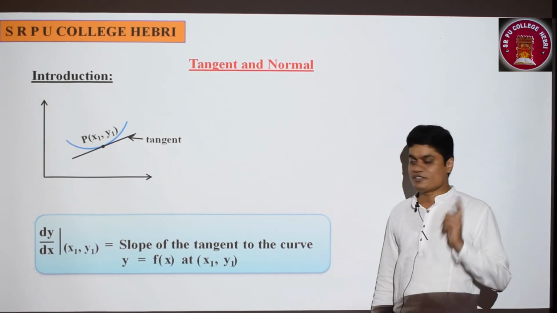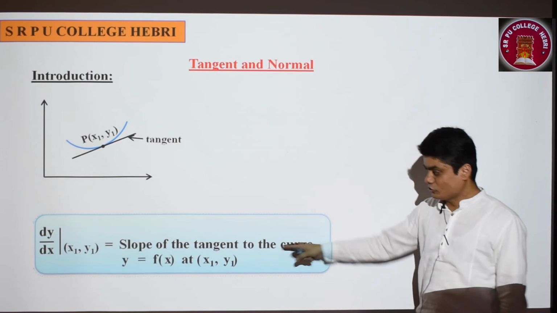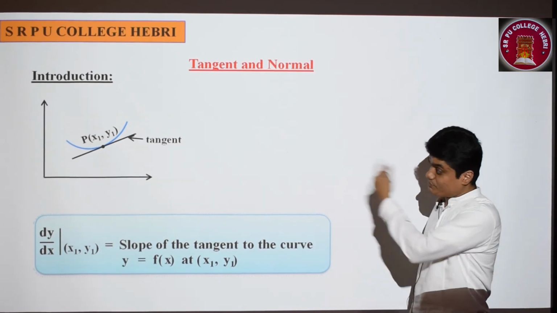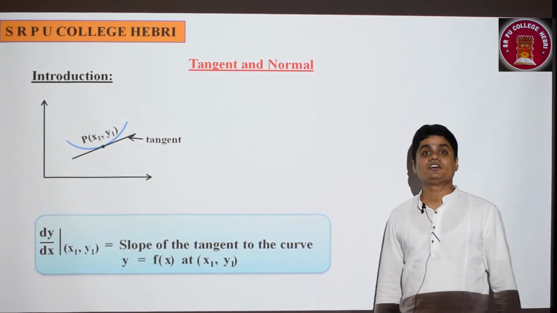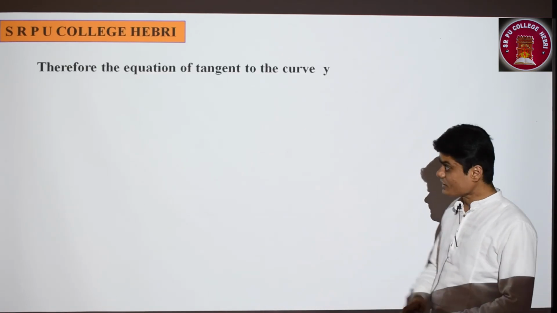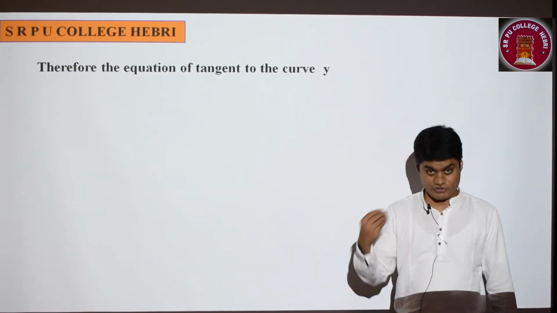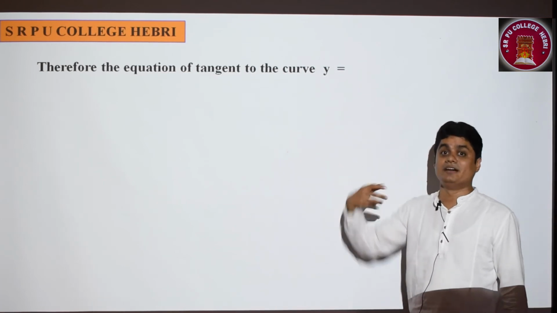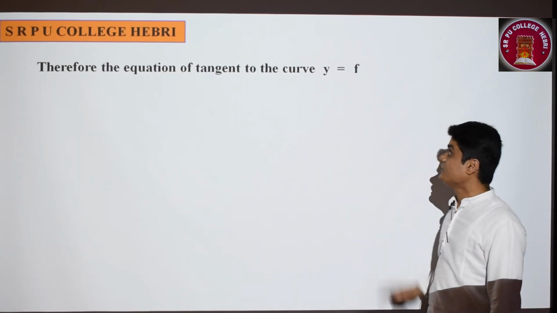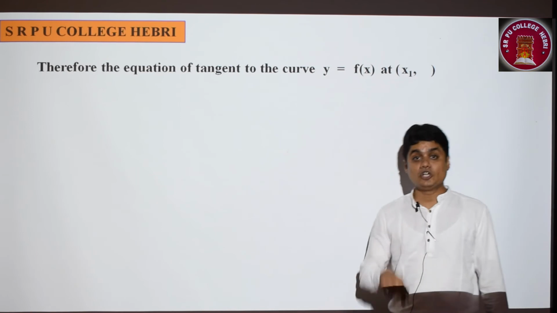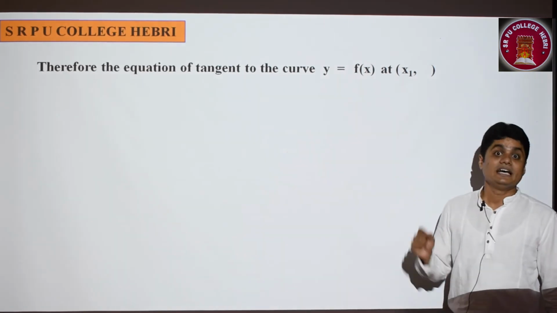Okay, so what is a tangent? It is a straight line. We know the slope of the straight line, and we know the point, right? What point? x1 y1. So how do we find the equation of the tangent? The equation of the tangent is the equation of the straight line with slope dy by dx and point x1 y1, and we can find it using the slope point form which you studied in first PUC.